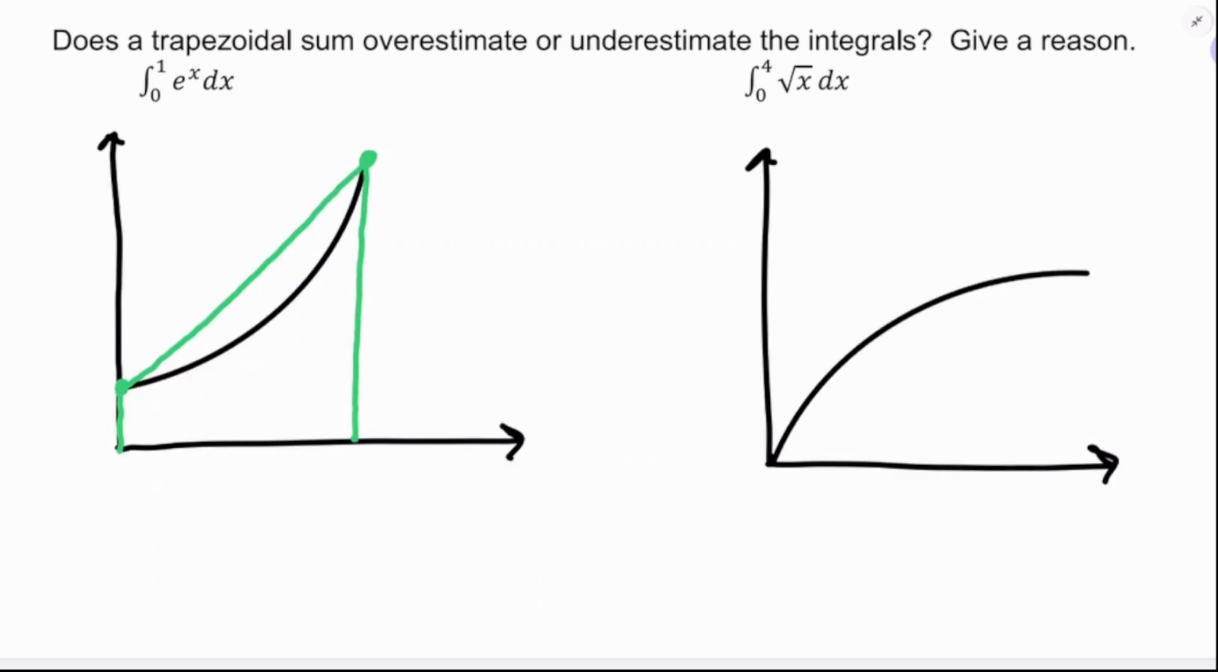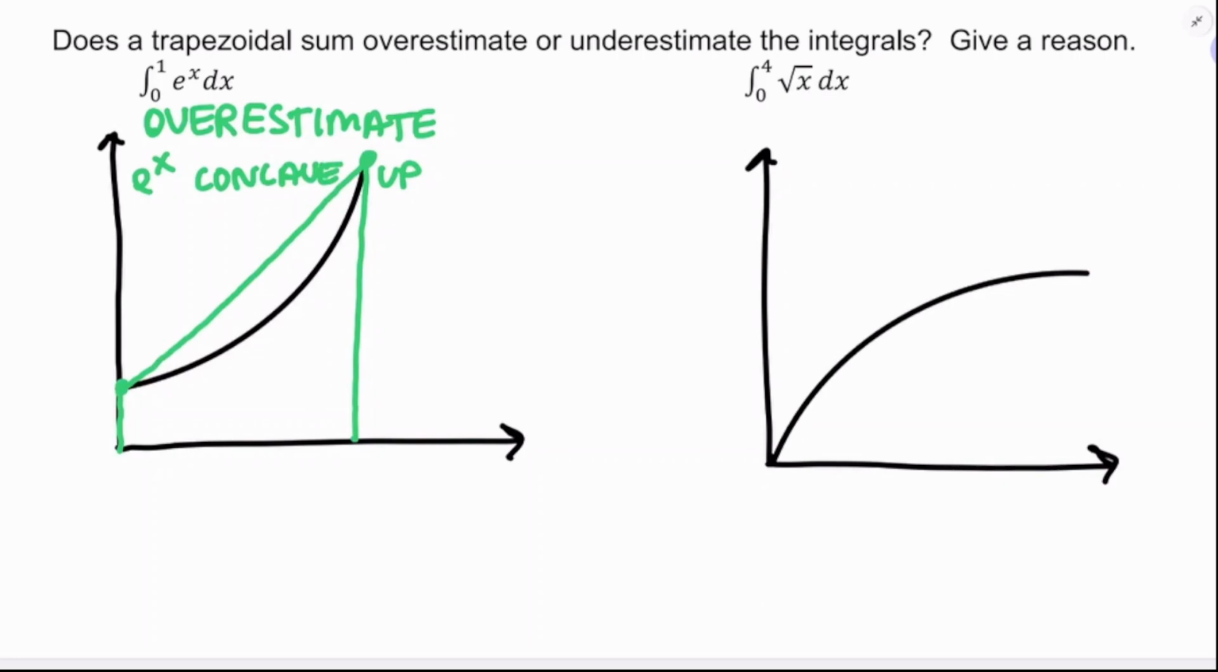We can see that the curvature of the graph is what's causing it to be under or over that straight line. So we're going to say this one is an overestimate because the amount of area in the trapezoid is greater than the amount of area underneath the graph. And the reason is that e to the x has a concave up graph.